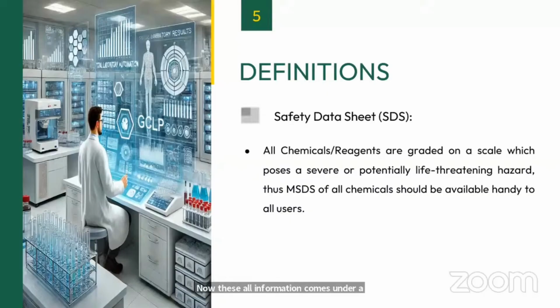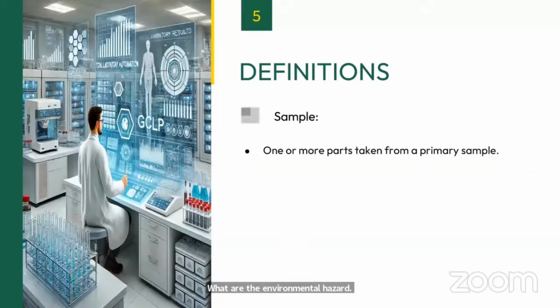So you should maintain an appropriate data sheet for each and every chemical and each and every reagent which is available in your laboratory. Those data sheets should also have information on how to handle them, how to store them, what first aid precautions you should take when there is accidental exposure, how to discard these chemicals, what the environmental hazards are, and how to act on exposure. All this information you have to mention in your safety data sheet.